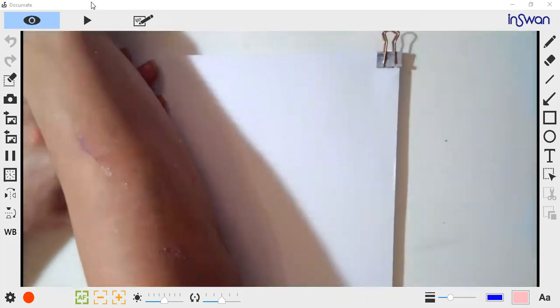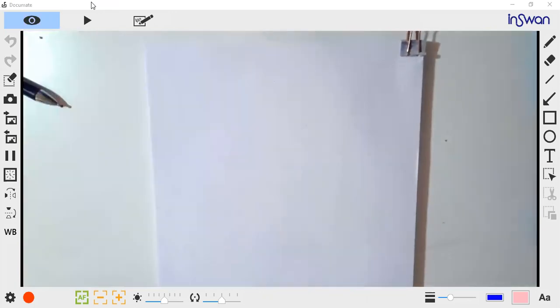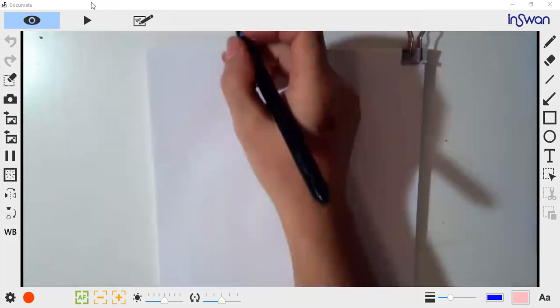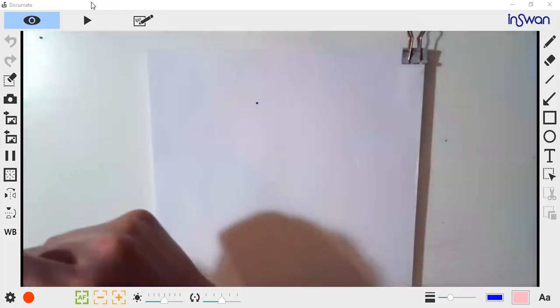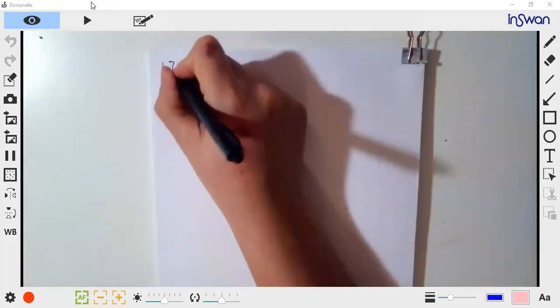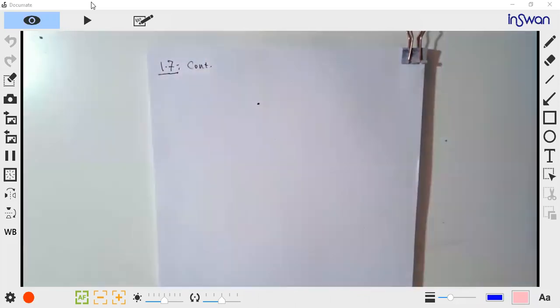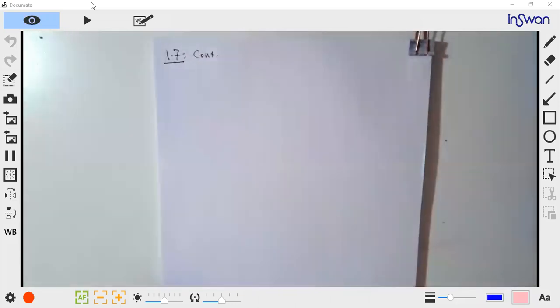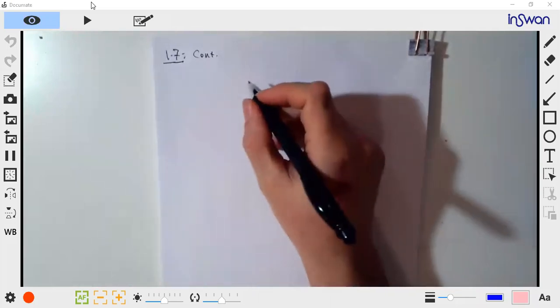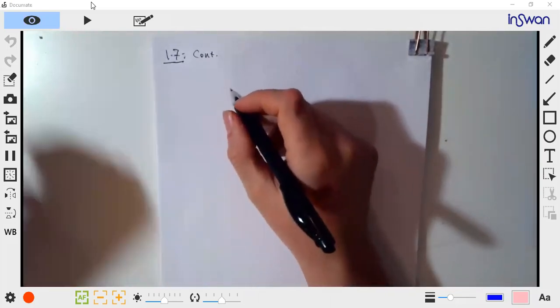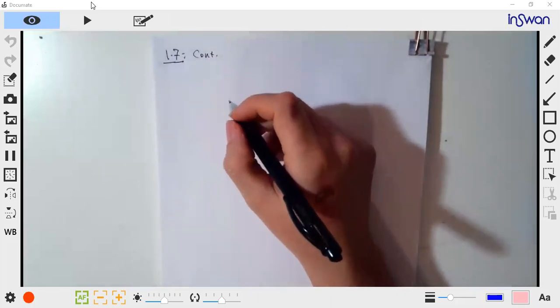We're going to be continuing our study of continuous hyperreal functions. So this is 1.7 continued. Okay. So we're going to prove the continuity of trigonometric functions. So let's review some trigonometry.